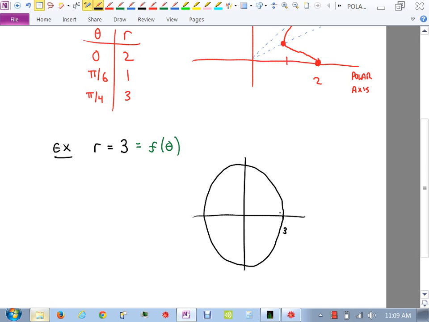Remember, r is how far you walk out, right? I'm telling you to walk out 3, no matter what your angle is. Because there is no theta in this formula, it's just saying, point at any angle, doesn't matter, walk out 3, walk out 3, walk out 3. So this is what a constant function looks like in polar coordinates. It draws a circle.